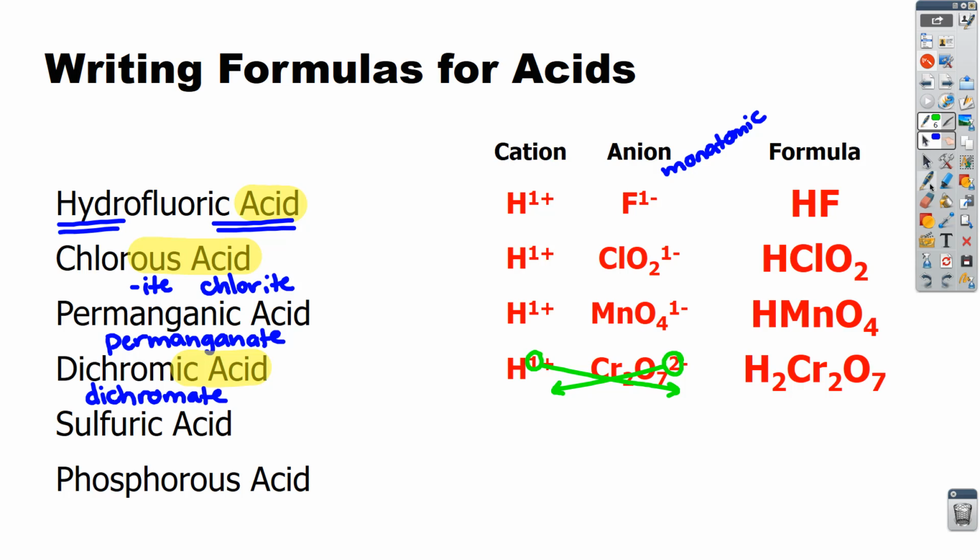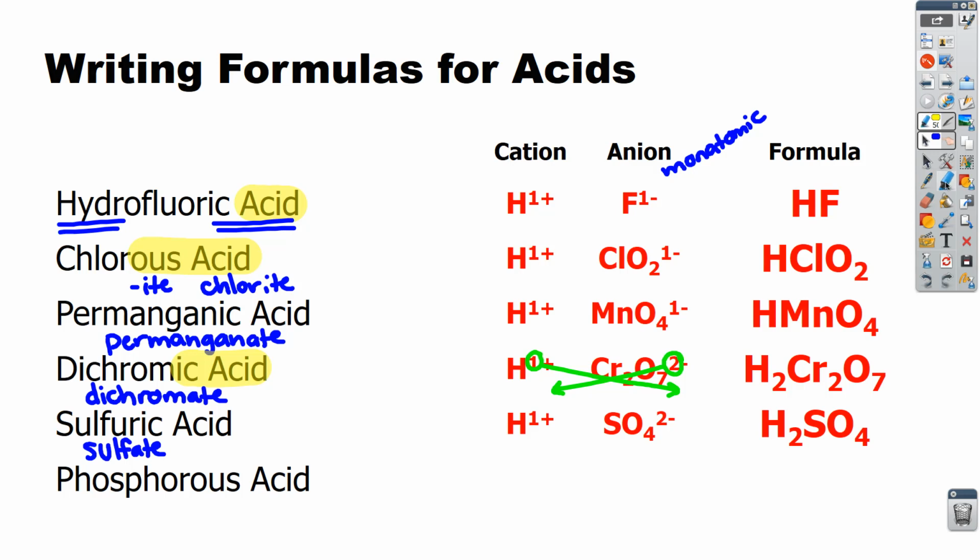Sulfuric acid. I have an ic acid that ic becomes an ate, I'm looking for sulfate. I know that my cation is H1 plus because this is an acid. Sulfate is SO4 2 minus. I'm going to cross those charges. I'm going to double up those hydrogens to cancel out with the 2 minus on the sulfate.